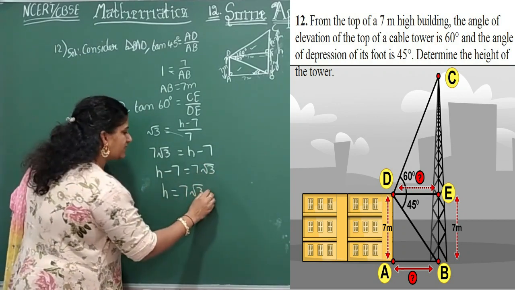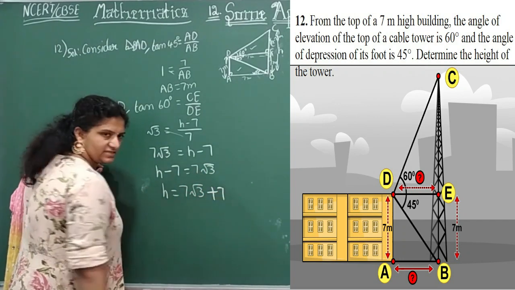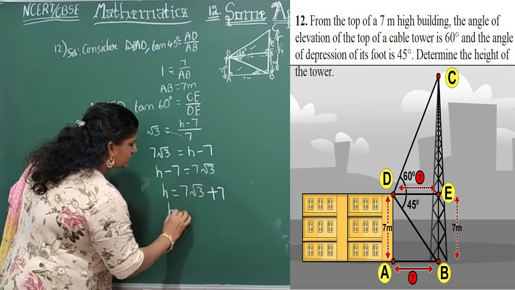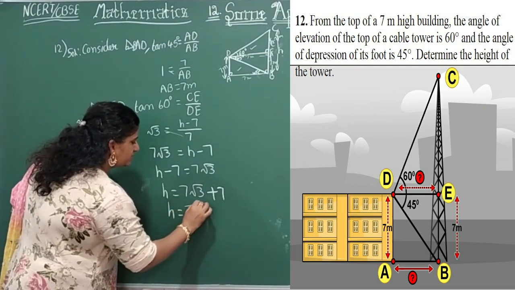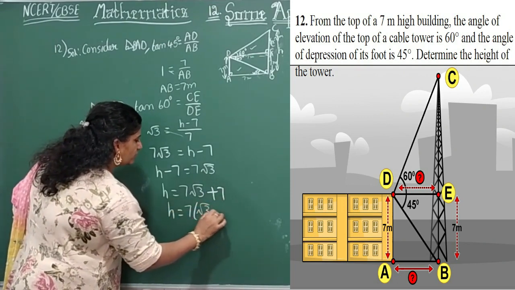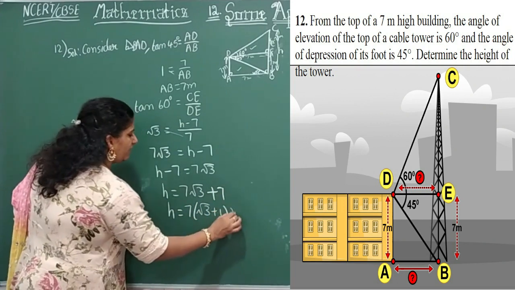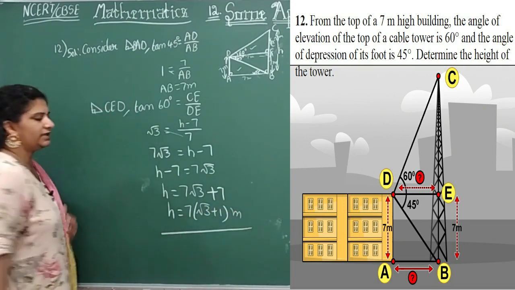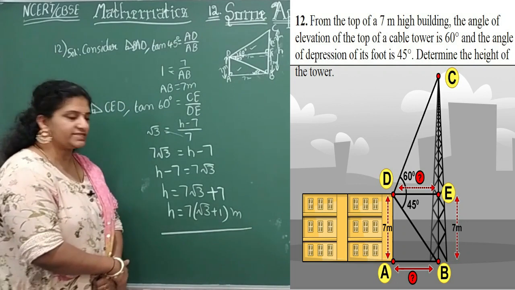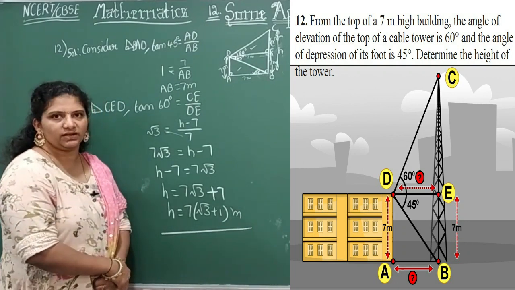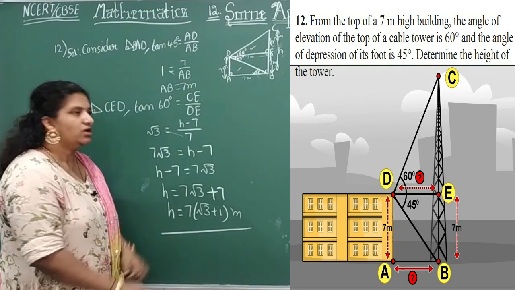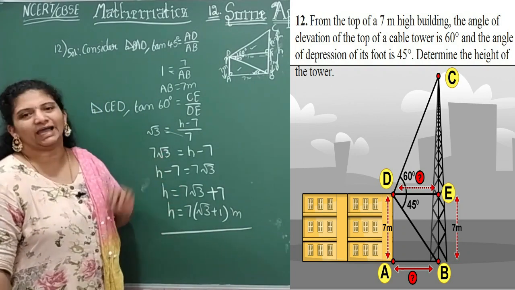If you send it to the other side, what happens here? Plus 7. So now in these two, what is common, children? 7 is common, root 3 plus 1. Therefore, the height of the tower is equal to 7 into root 3 plus 1 meters. Okay, this is the height of the tower.